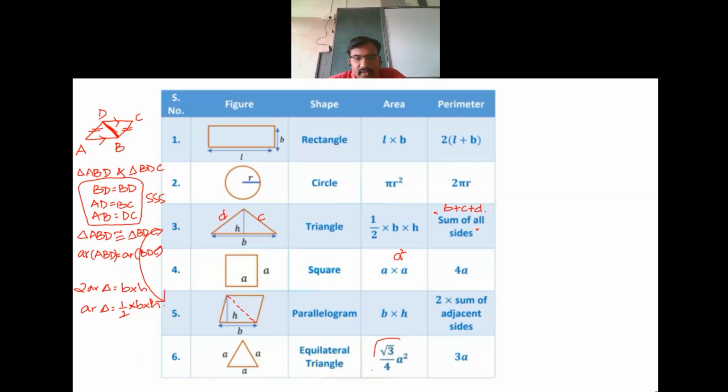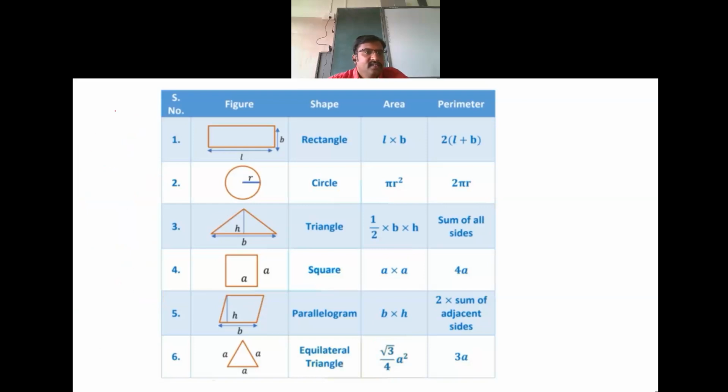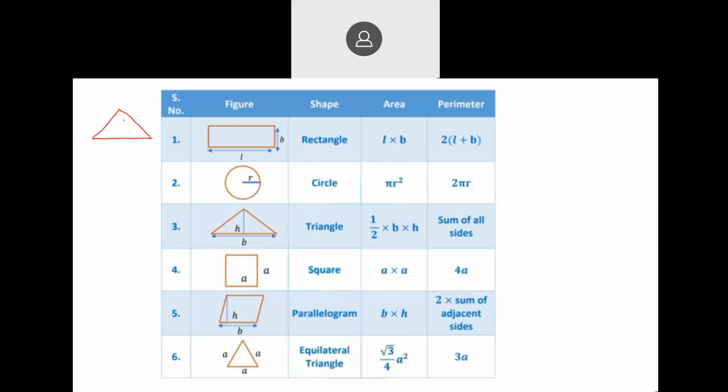Why is this area of equilateral triangle root 3 by 4 a square? Probably in class 6th I must have told it. If you can remember, you don't remember it? It's okay. Sir, it may be for 3 equal sides and angles, sir. No. Let me give you a hint. You need to use Pythagoras theorem. You need to apply Pythagoras theorem to find area.